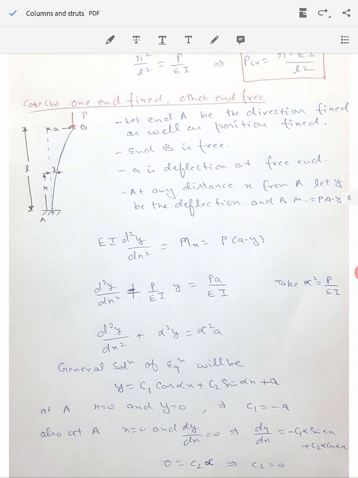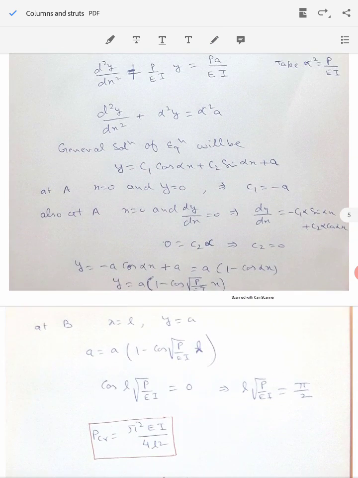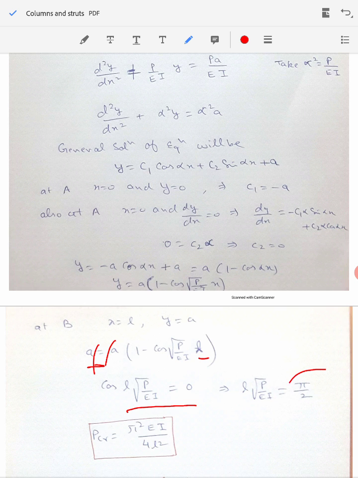Now you see at the free end, we know that at x equal to L, because L is the length of the column, the value of y is equal to a. So at this end, the deflection y at x equal to L is equal to a. You substitute x equal to L and y equal to a here, and then you simplify it, the a and a will get cancelled out. This gives me cos of L under root of P by EI equal to 0. So cos of something will be 0 only when it is equal to pi by 2. So this gives me the P critical value as pi square EI by 4L square. Okay, so we can calculate the value of critical load.